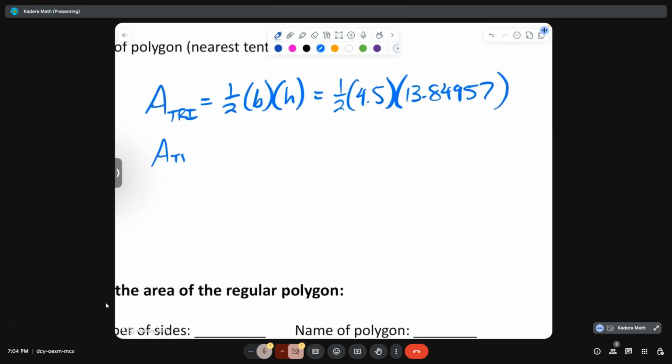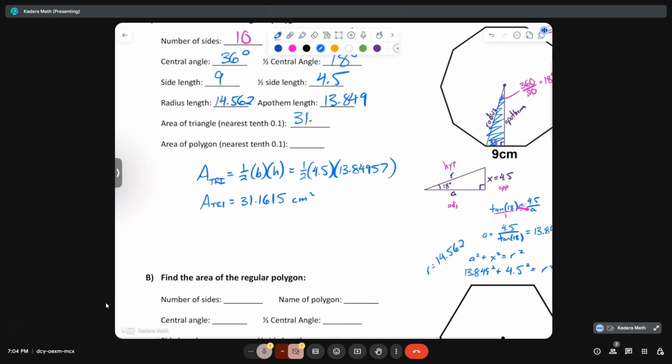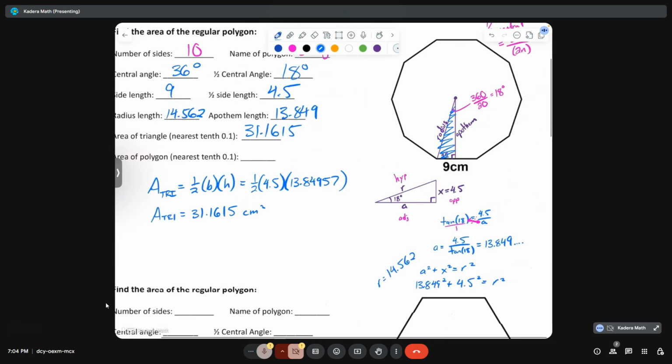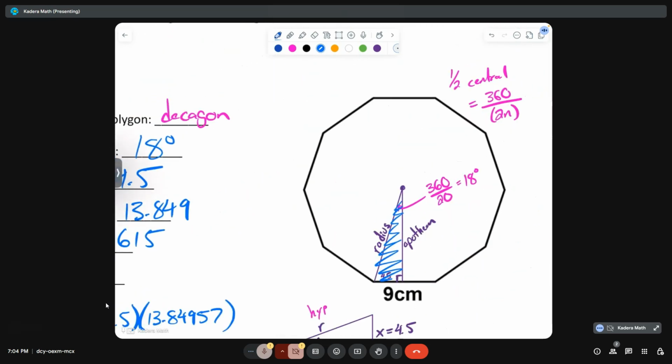The area of the triangle is 0.5 times 4.5 times 13.849 5, 7. Bam. 31.1615. We'll call it. And that would be centimeters squared. We can report that up here. 31.1615. All right. And then it says we only need the area of the polygon. Oh, then you got to go think. Okay. We got a decagon. I just found the littlest slice of 1/2 pizza.